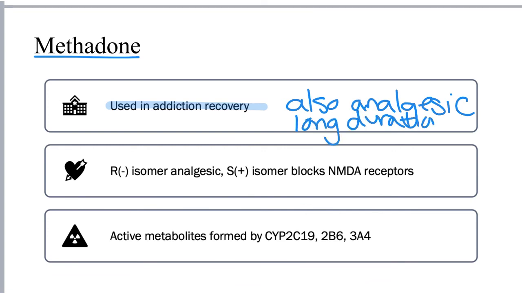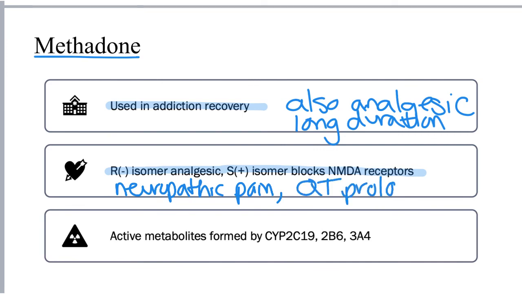One interesting thing about methadone's activity is that when given as a racemic mixture, the R, or minus enantiomer, is analgesic, whereas the S, or plus enantiomer, blocks NMDA receptors. This, first of all, gives it the potential to be efficacious in the treatment of neuropathic pain, given that it's blocking an ion channel. However, this also gives it cardiotoxic side effects because NMDA blockade is associated with QT prolongation.